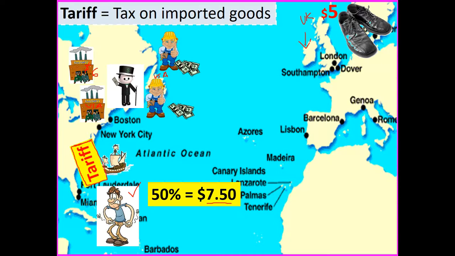That's why Alexander Hamilton said in the beginning of our great democracy in the 1800s, look, we've got to create tariffs to protect American industry. Otherwise, American industry will never develop. We'll never become one of the most powerful countries in the world unless we protect our factories.